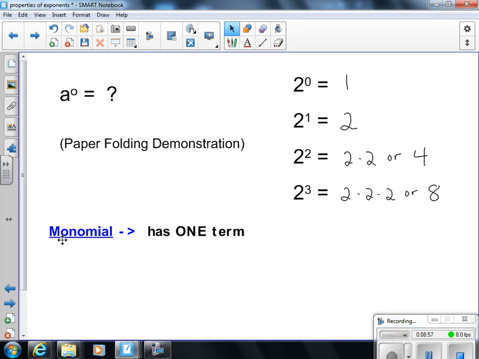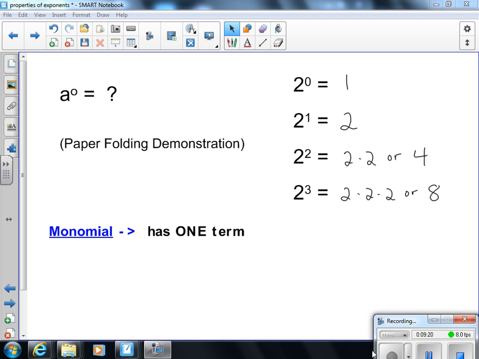Okay, now the term monomial. Monomial means has one term. These are all examples of monomials. So please write that term down. Later on, we're going to talk about polynomials and binomials. And due to that prefix, we're going to find out what that means. But mon means one, has one term.